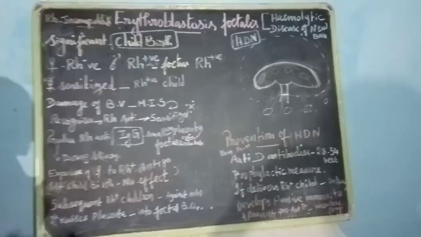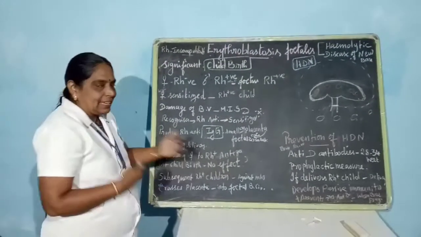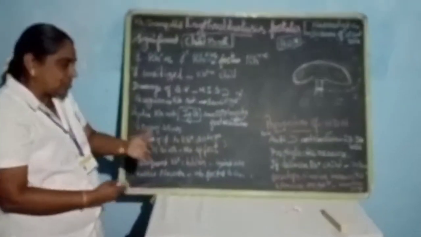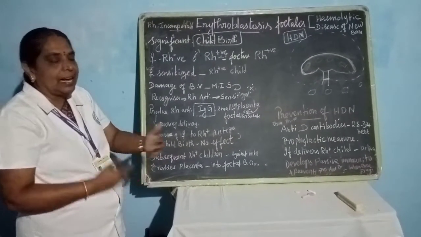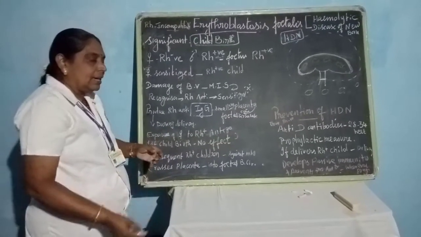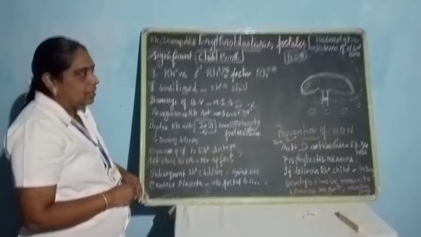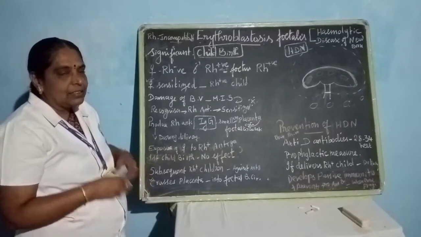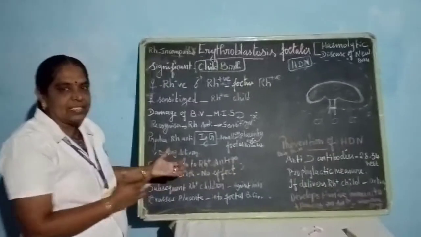But in subsequent pregnancies, when the RH negative mother carries RH positive children, she produces the antibody against that antigen. It crosses the placenta, enters the fetal circulation, and destroys the erythrocytes. Immediately the child becomes very anemic. Why? Because the erythrocytes are damaged. So the child gets jaundice and anemia.